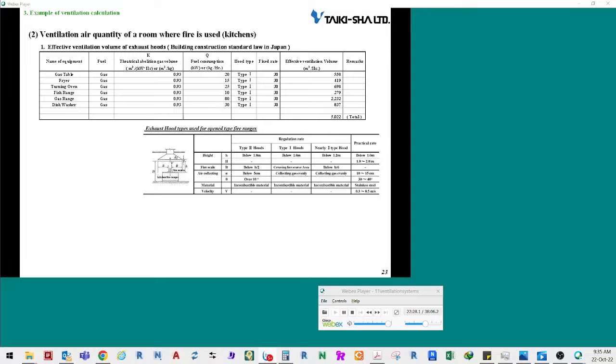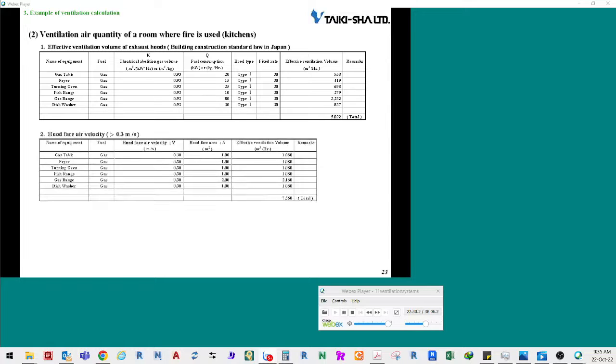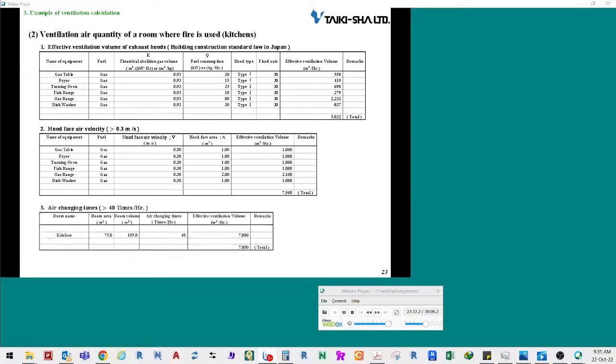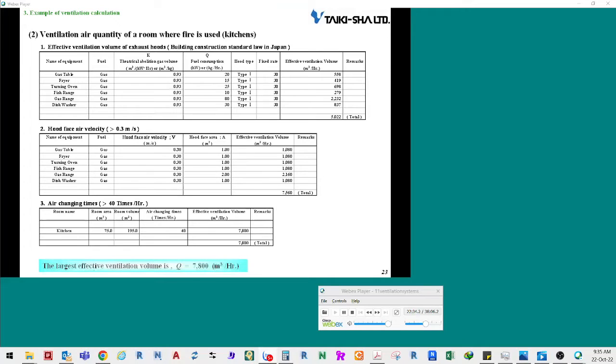Let's determine the ventilation air quantity by calculating factors number 1 to 3 in order. The ventilation air quantity to satisfy all 3 factors is the maximum numeric value. The ventilation air quantity is, therefore, 7,800 cubic meters.